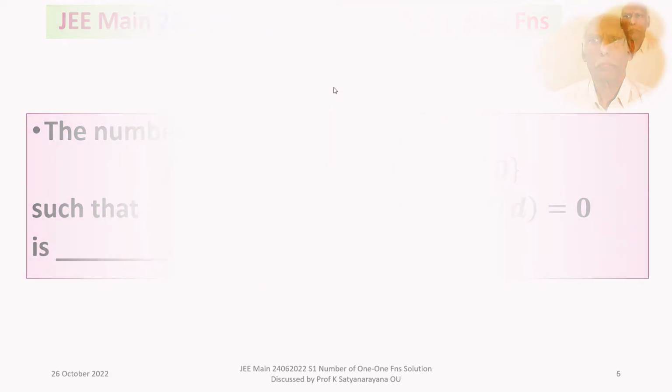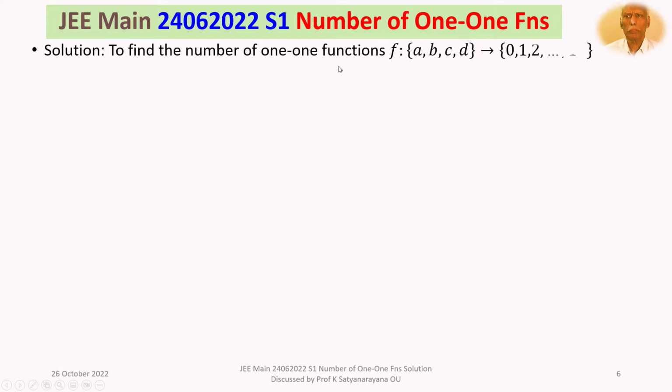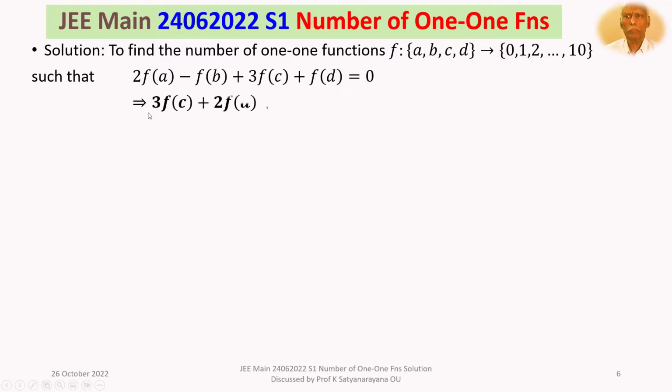Now let's discuss the solution of the problem in detail. We want to find the number of one-to-one functions f from this 4-element set to this 10-element set. The domain is the set consisting of A, B, C, D, and the codomain is the set consisting of 0, 1, 2 up to 10, such that 2 times f of A minus f of B plus 3 times f of C plus f of D is equal to 0. And this will imply 3 times f of C plus 2 times f of A plus f of D is equal to f of B. This is the relation we will consider in all our discussions.